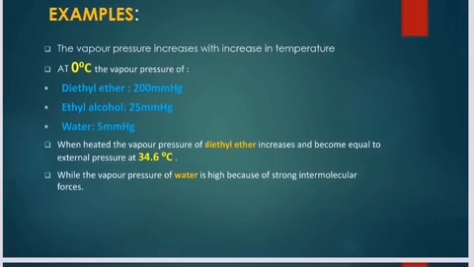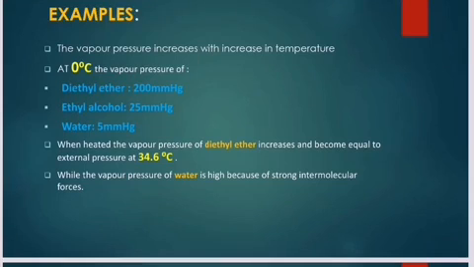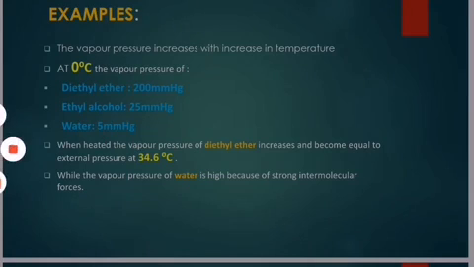Next, we have a certain example. Suppose the vapor pressure increases with an increase in temperature. It's a truth that whenever you increase the temperature, its vapor pressure also increases. Here we have an example. Suppose at a temperature of 0 degrees Celsius, the vapor pressure of a certain liquid, diethyl ether, is 200, while ethyl alcohol is 25, and water is 5 mm of Hg.